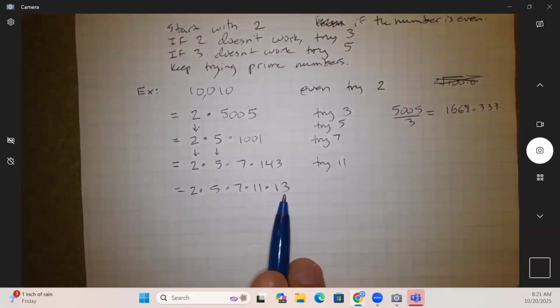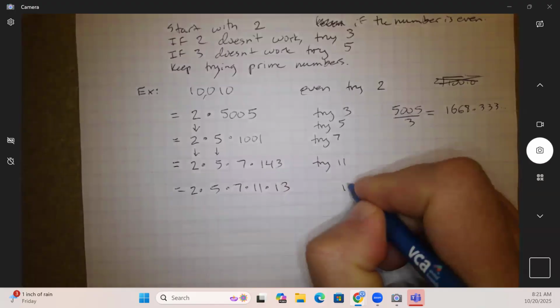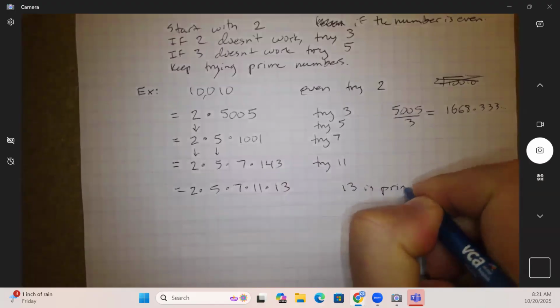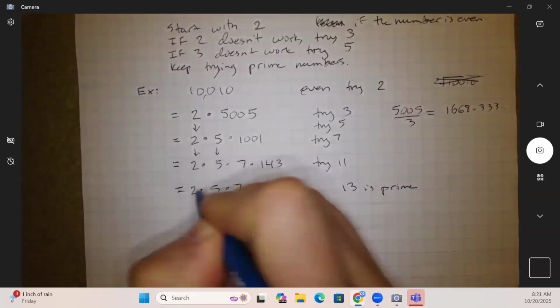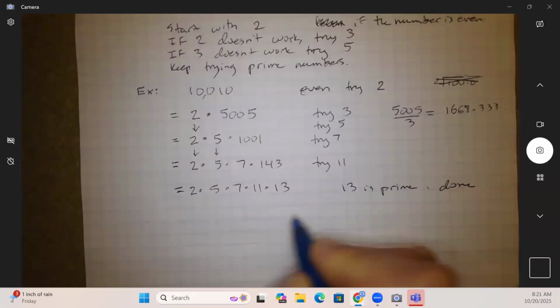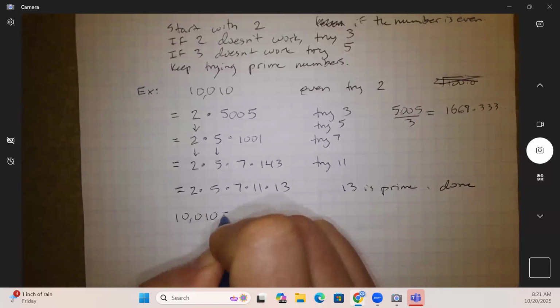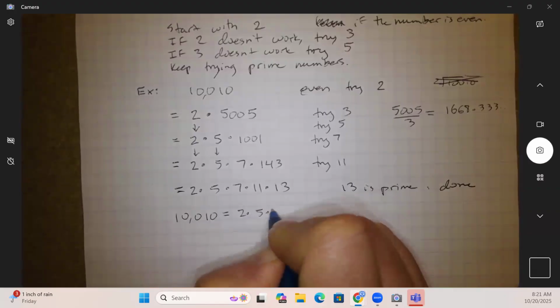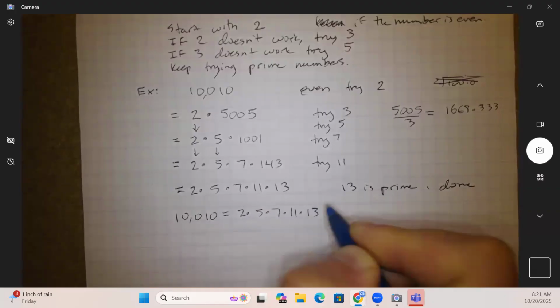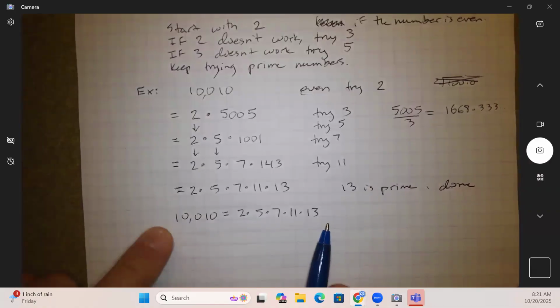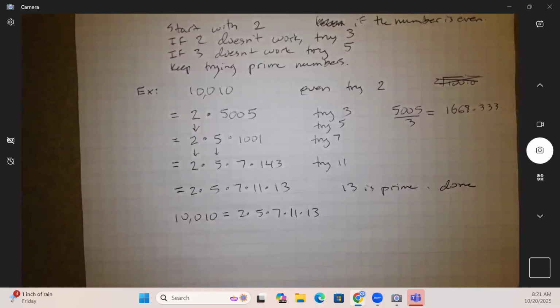Now, if 13 is prime, we're done. Do we know if 13 is prime? It is, yeah, 13 is prime. So we're done. And we have written 10,010 as a product of only prime numbers. That's what it means to say the prime numbers are the building blocks of any number. Your number is either prime or you can build it by multiplying primes.